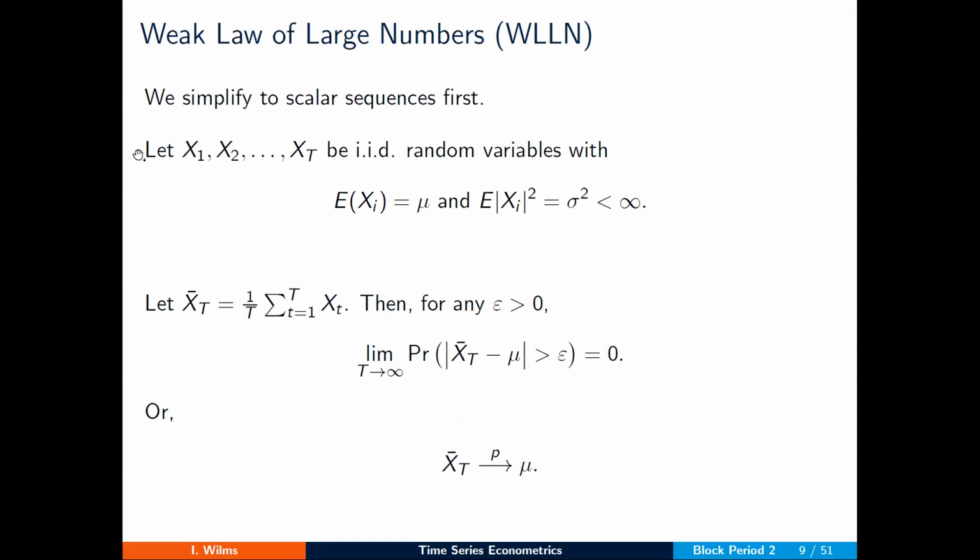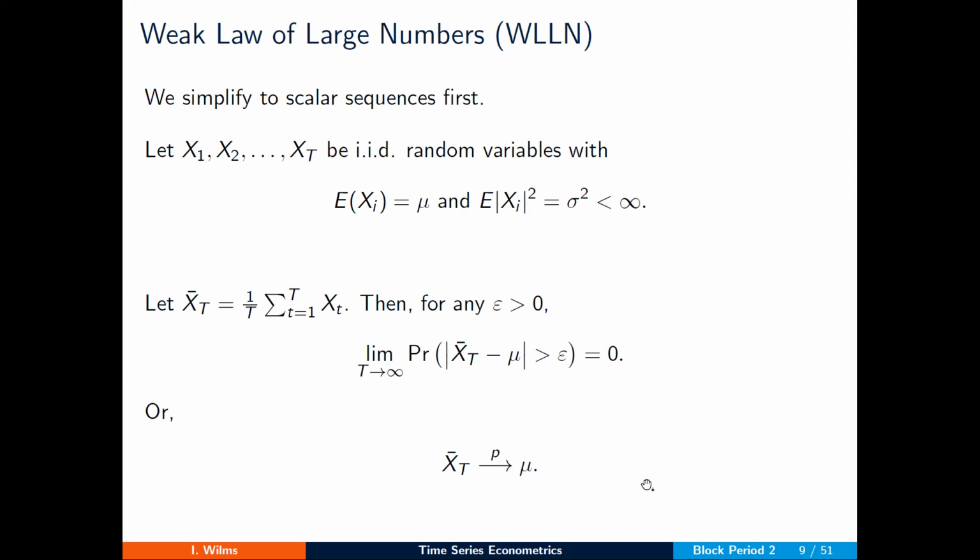Let's say that we have t IID random variables whose first moment, so the mean, is mu, and the second moment is finite and denoted by sigma squared. Now let's define the average by x bar over here. And then for a small epsilon, the probability that x bar deviates more than epsilon from mu will go to 0 if t goes to infinity. Or in other words, the average converges in probability to its population analog, namely the mu.